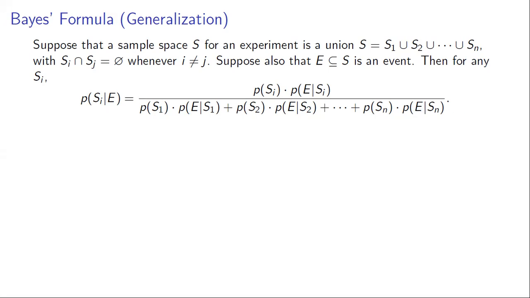So this is a generalization of Bayes' formula, but all the examples we're going to do with Bayes' formula will involve only breaking up S into two parts, S1 and S2. This is just a nice generalization to see. I haven't proven this generalization, but it's nice to see anyways.